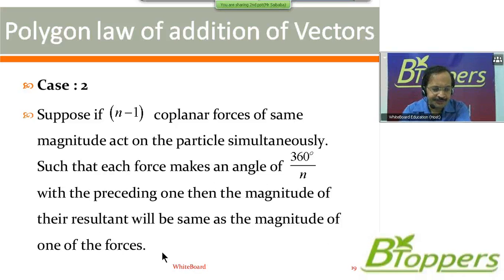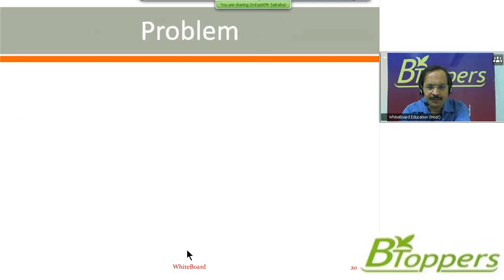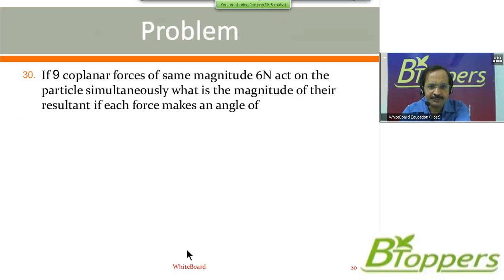So I would like to show you an example based on these special cases. Look at the problem based on these 2 special cases. If 9 coplanar forces of same magnitude 6 Newton act on the particle simultaneously, what is the magnitude of their resultant? There are 2 parts in the question. First part: each force makes an angle of 40 degrees with the preceding one.